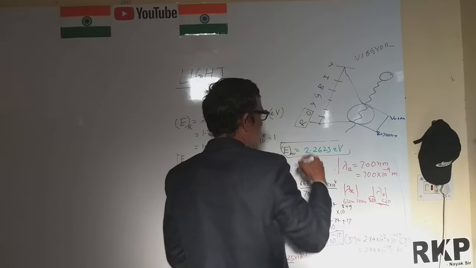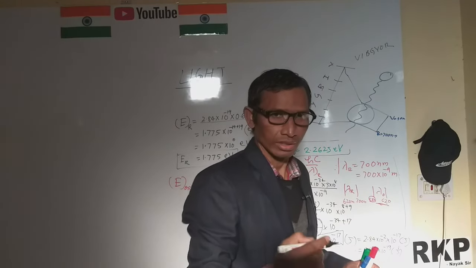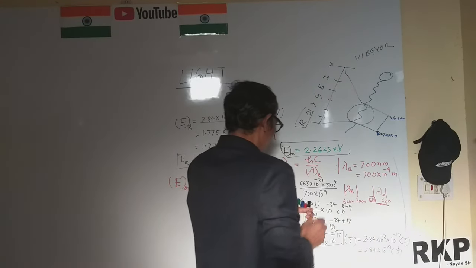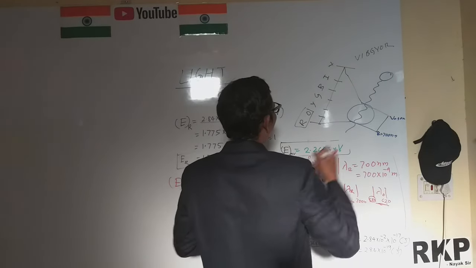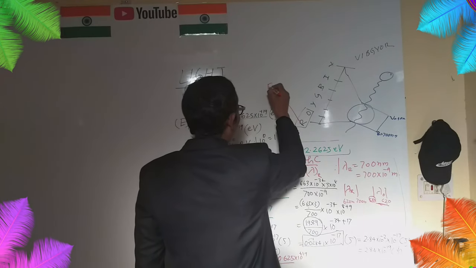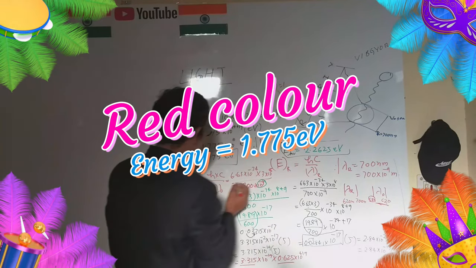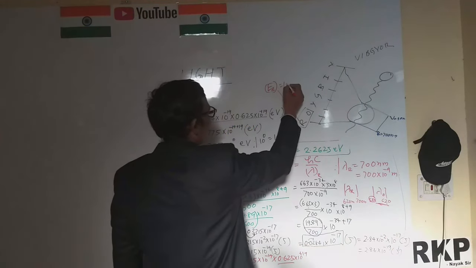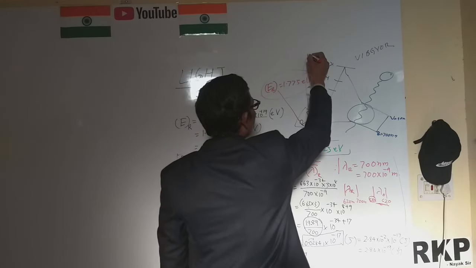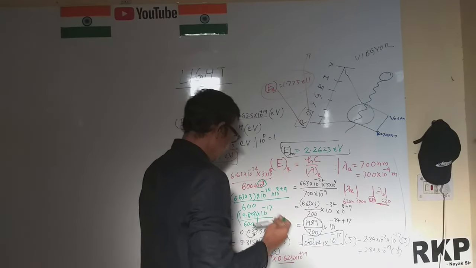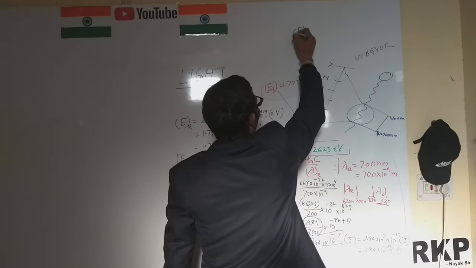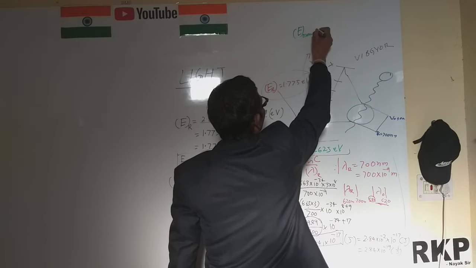These two colors, red and orange, first reach the atmosphere of the Earth during the morning season. This one is red color. This energy is 1.775 electron volt. Now we calculate the energy of orange.